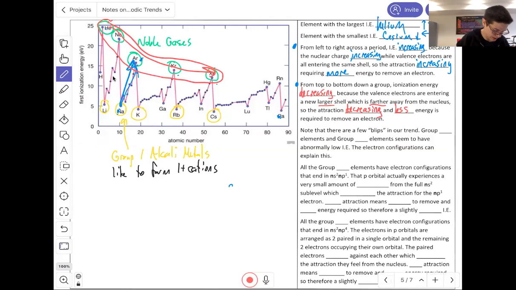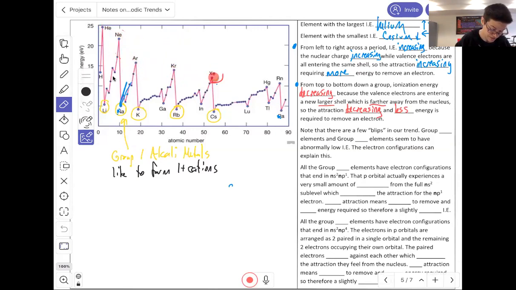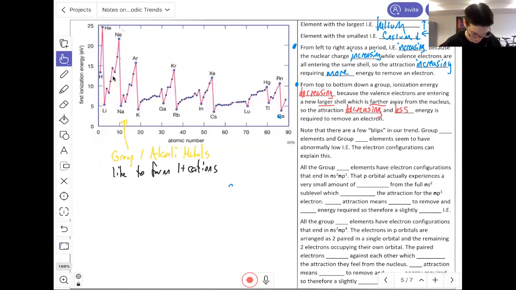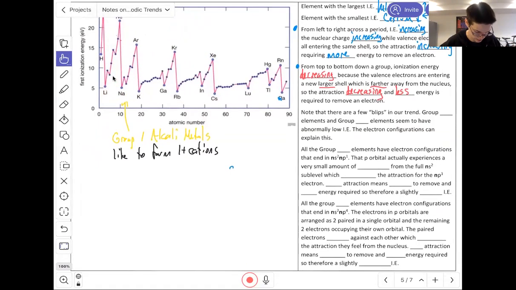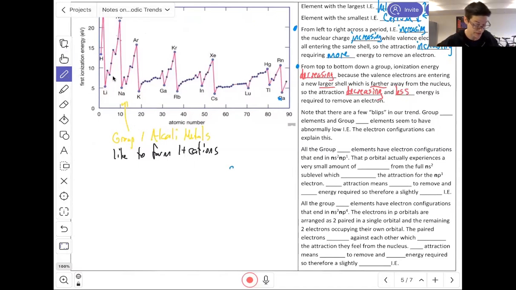But this time I am going to go over some exceptions to the rules, which I don't normally talk about, but it's very obvious where they are because they follow a repeating pattern. So I'm going to scroll up just a little. There are some blips, and the blips occur in fairly regular amounts. And I want to highlight where they are.